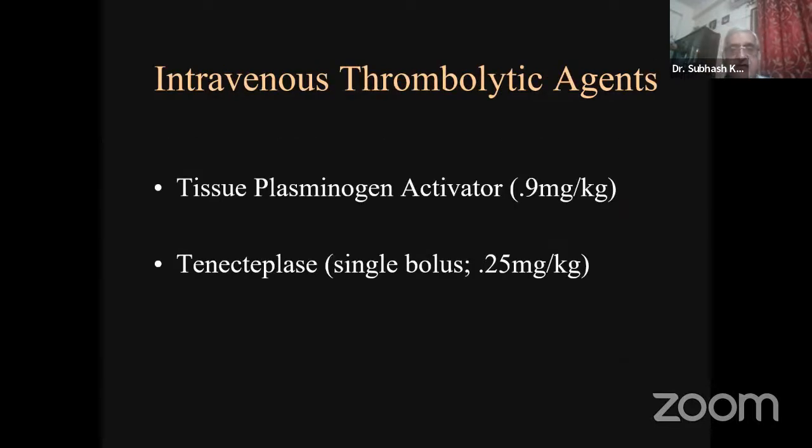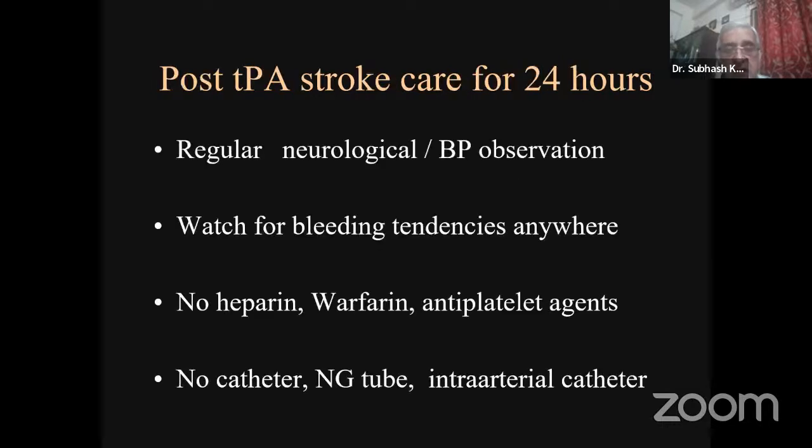So when we are thinking of giving intravenous thrombolysis, there are 2 agents which are available. One is tissue plasminogen activator, which is to be given at 0.9 milligram per kg body weight as an infusion, or tenecteplase at 0.2 milligram per kg. They are almost similar in their efficacy. Now, after giving IV tPA, regular neurological and BP observation for 24 hours is most important if we have to prevent bleeding in the brain. Watch for bleeding tendencies anywhere in the body, like nose or gut or urinary tract. No heparin, warfarin, or antiplatelet agent for the next 24 hours. No catheter, nasogastric tube or intra-arterial catheter, because they may cause bleeding.